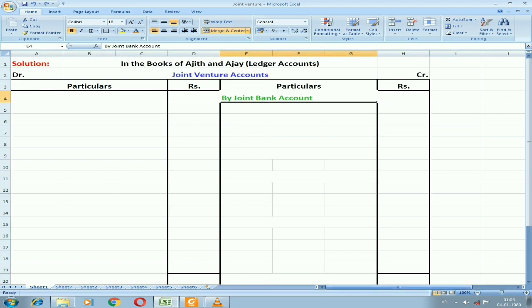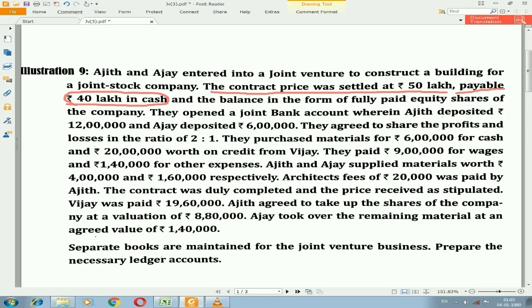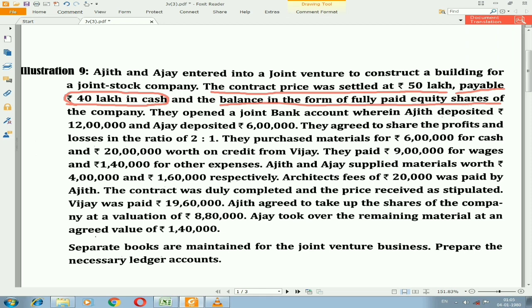One, they have paid through cash, that is joint bank account, with the amount of 40 lakh, and one more payment which they made through equity shares. By equity shares account, the contract price made through shares, as they have said, the balance in the form of fully paid equity shares. The balance is 10 lakhs, that is 50 lakh minus 40 lakh, we get a balance of 10 lakh. So that is to be recorded in the name of equity shares account with the amount of 10 lakhs. They opened a joint bank account wherein Ajit deposited 12 lakh and Ajay deposited 6 lakh.